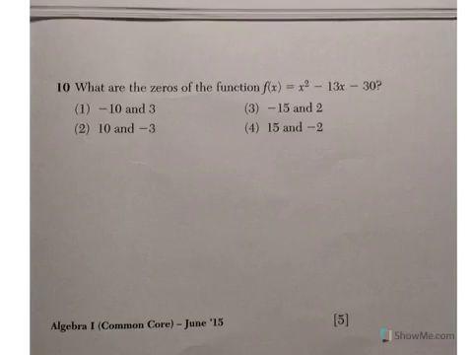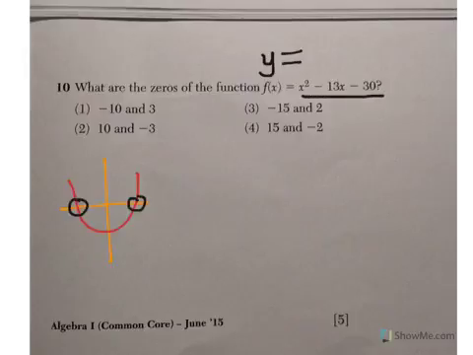Number 10, what are the zeros of the function f of x equals x squared minus 13x minus 30? So zeros of a function are where your graph, your parabola, crosses the x-axis. So these would be your zeros. Okay, the quickest way if you had a graphing calculator would be to type this in. And remember, f of x is just y, so you would type y equals into your calculator, type in x squared minus 13x minus 30, check out your graph, and you'll find your answer on your graph or your table, depending on what you prefer.